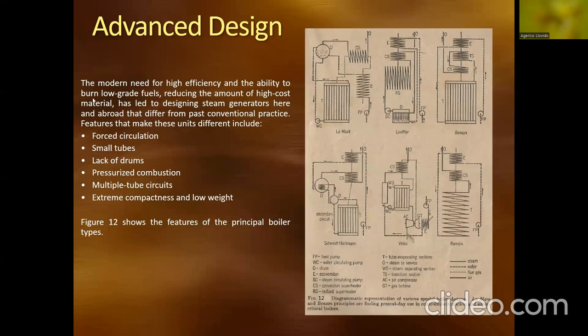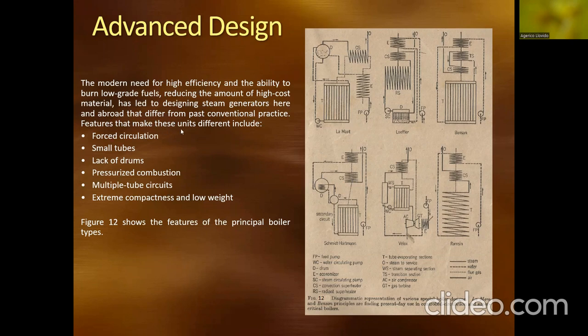Okay, so advanced design. The modern need for high efficiency and ability to burn low-grade fuels, reducing the amount of high-cost material, has led to designing steam generators here and abroad that differ from past conventional practice. So, by the way, yung reference ito is luma na rin. So, mayroon ng mga bago pa nito. Okay?